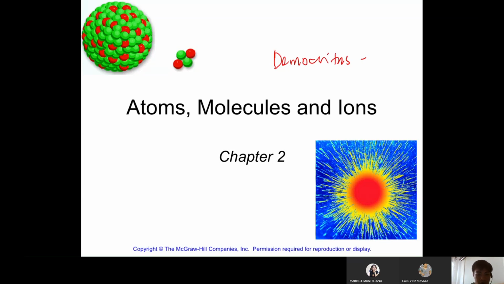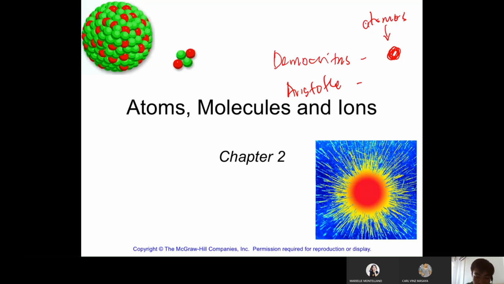Meaning, if you cut your matter infinitely, you will come up with a tiny sphere that you can no longer cut, no? So hindi mo na daw siya pwede magupit. Ang Greek term para sa uncuttable piece ay atomos.